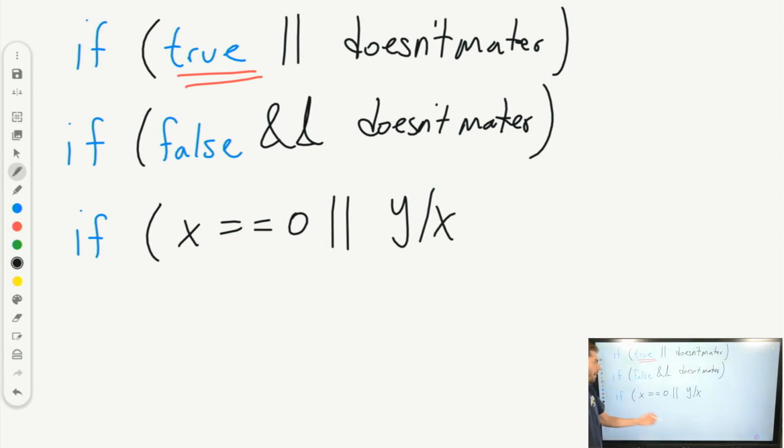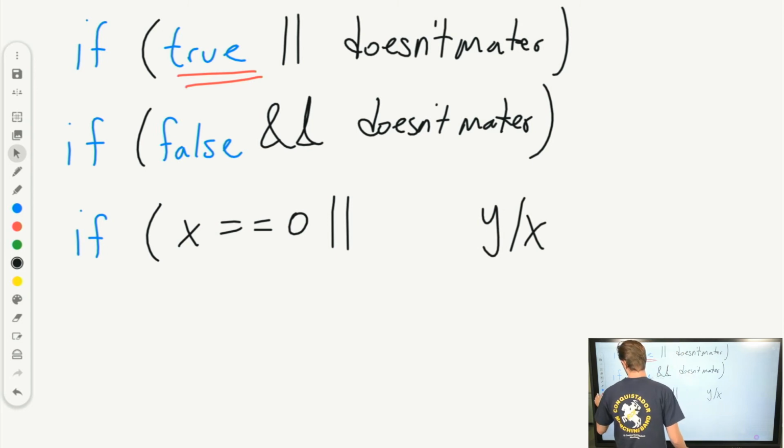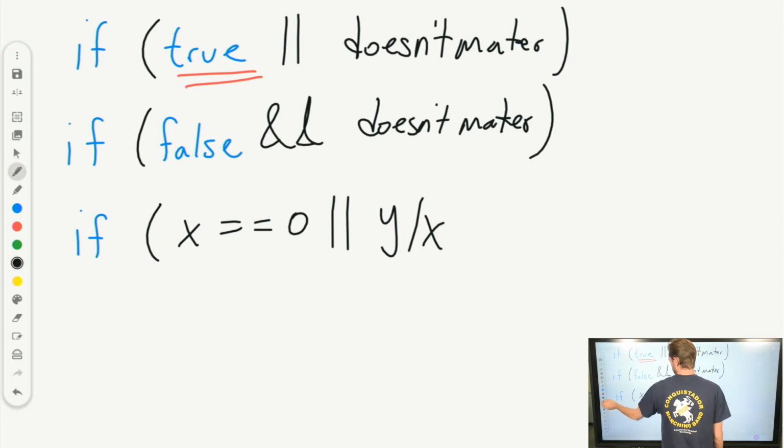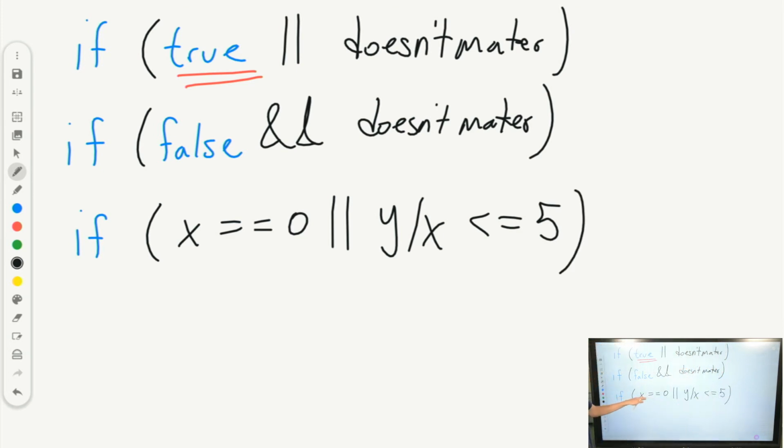And if we have y divided by x, then we could save this into some other integer. We could do something like this: y divided by x, and then we could check this against something. I don't know, we could check this against, let's say, is greater than or less than or equal to 5. Whatever. If we have x equal to 0, and this is true, this side will not run, which means we protect ourselves against a divide by 0 situation.